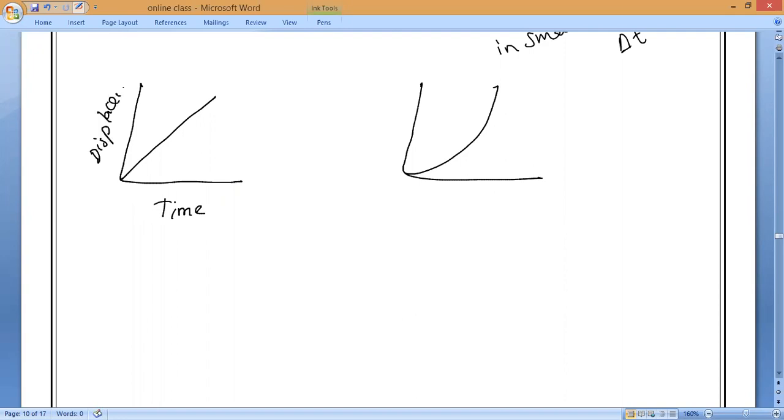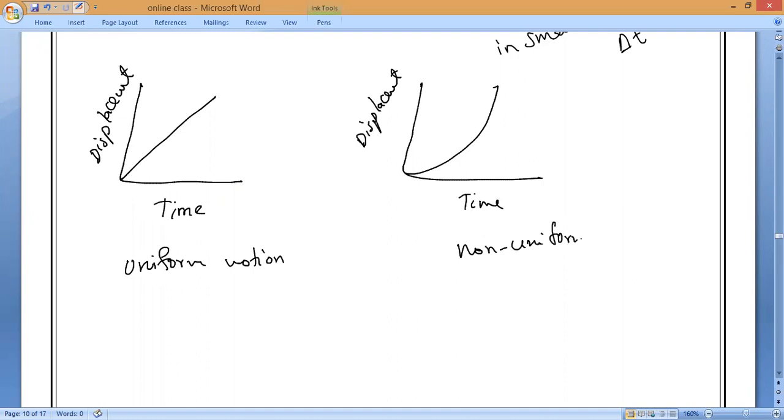You can take either, but now we are talking about velocity. So what do we have to take, distance or displacement? Displacement against time. So is this uniform or non-uniform? Uniform motion, and this is what we call non-uniform motion. Is it yes or no? Yes, please respond.